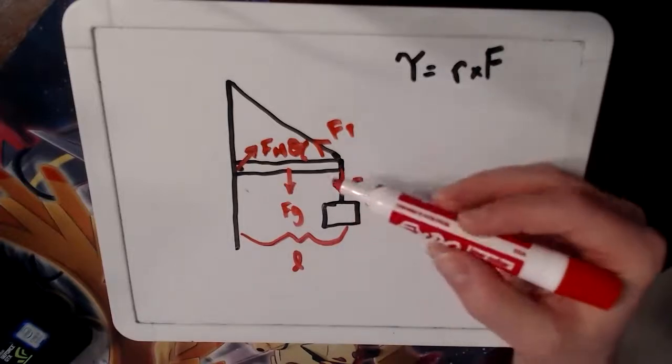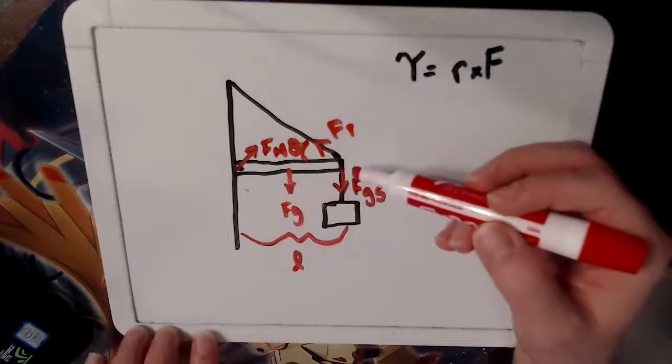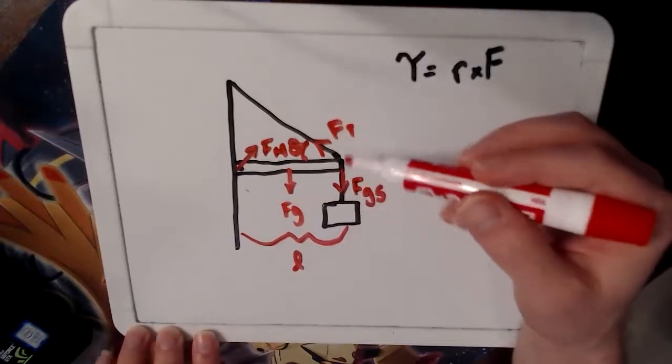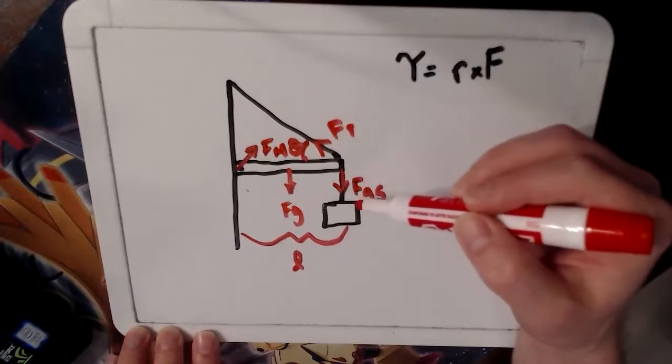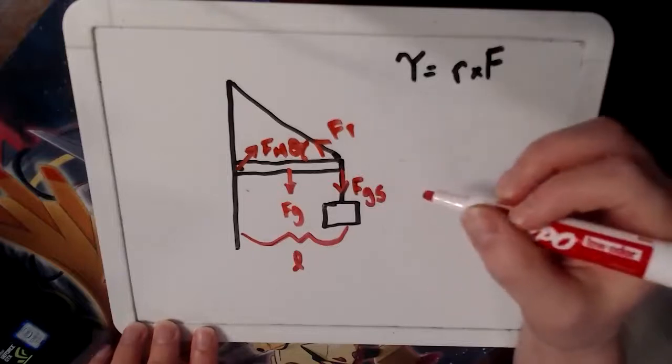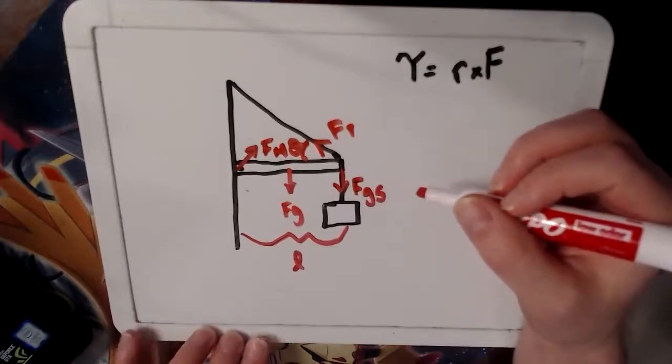So I have two forces that are attempting to make the system rotate clockwise and one force that's attempting to make it rotate counterclockwise. So clockwise forces would all have to have the same sign, and counterclockwise forces would all have to have the opposite sign of that.